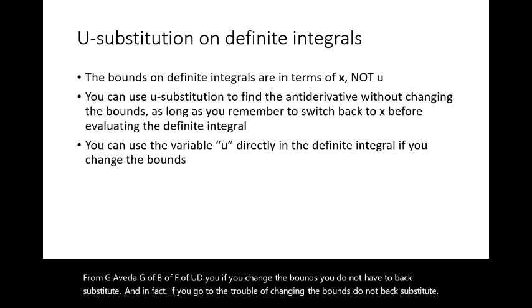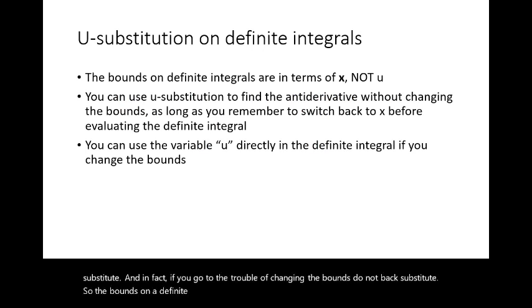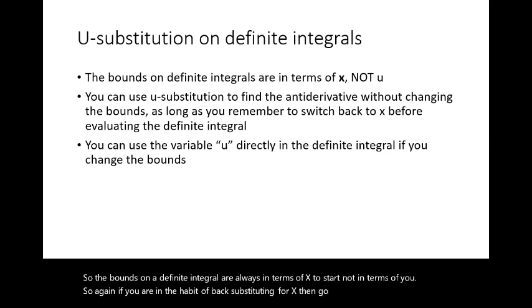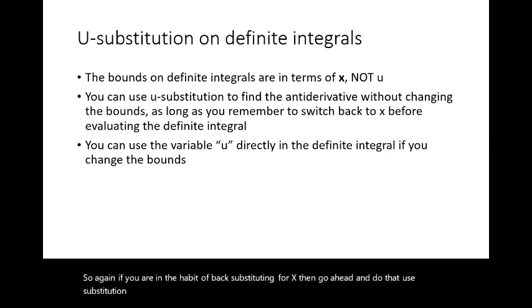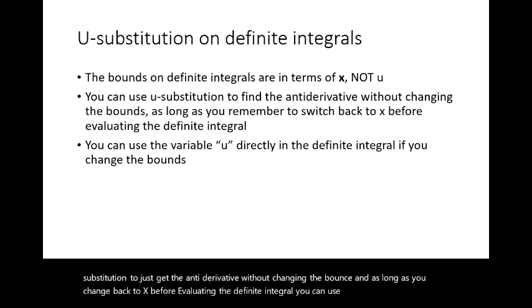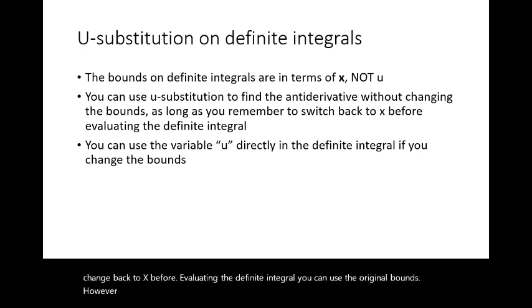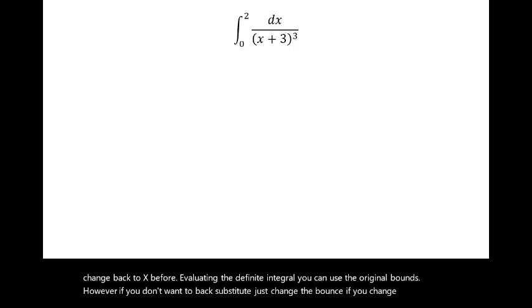The bounds on a definite integral are always in terms of x to start, not in terms of u. So again, if you are in the habit of back substituting for x, then go ahead and do that. Use the U-substitution to just get the antiderivative without changing the bounds, and as long as you change back to x before evaluating the definite integral, you can use the original bounds. However, if you don't want to back substitute, just change the bounds. If you change the bounds, don't back substitute for x.